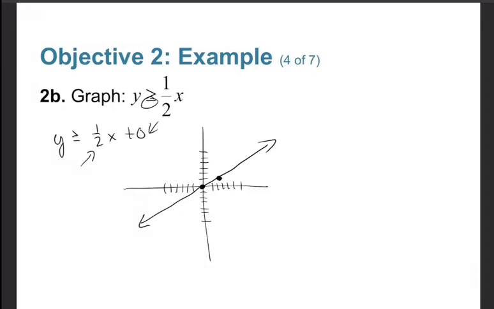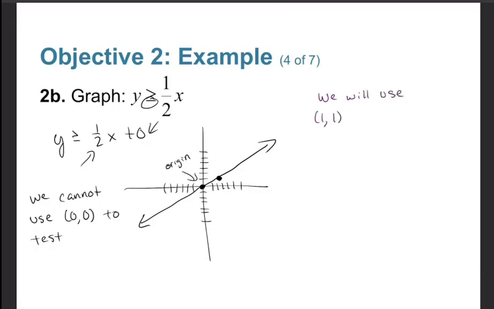Now, we have a problem with this. We are using 0, 0. We are using the origin. So we cannot use the origin to test. Since we cannot use the origin to test, we're going to use the second easiest number. We will use 1, 1 to test in this problem.